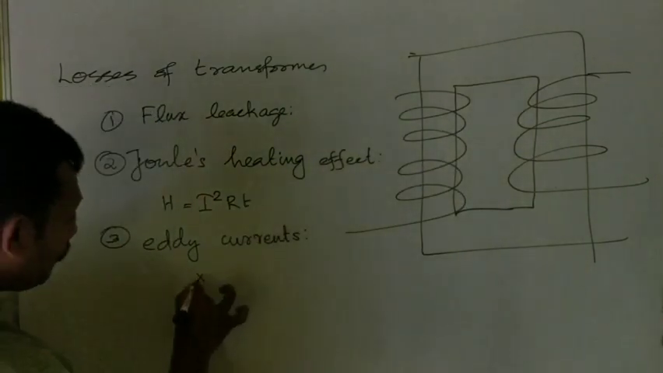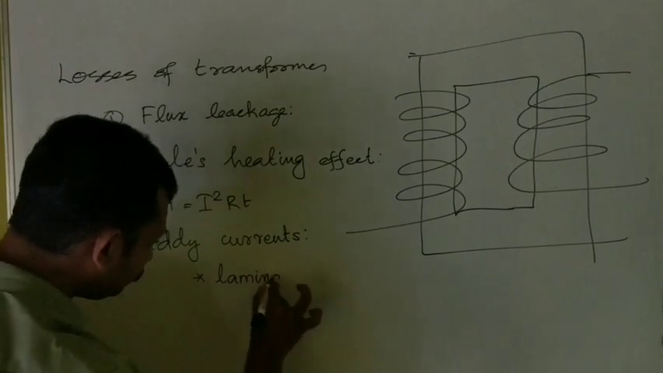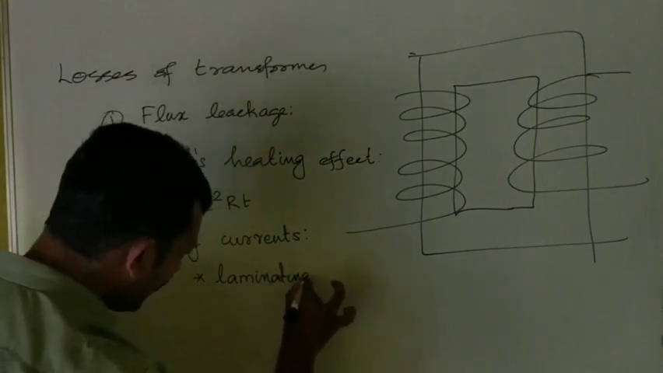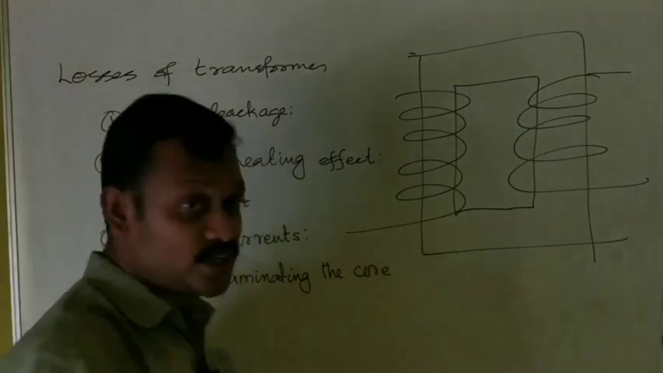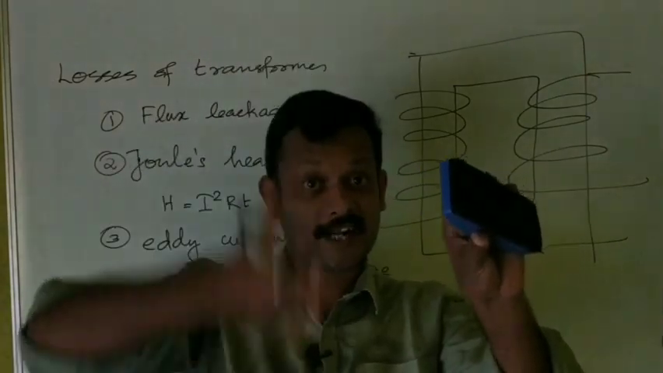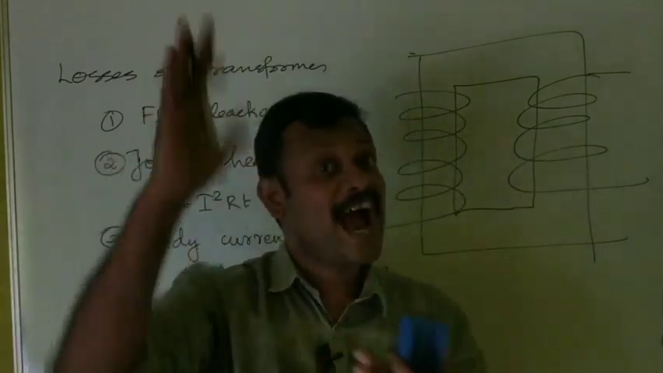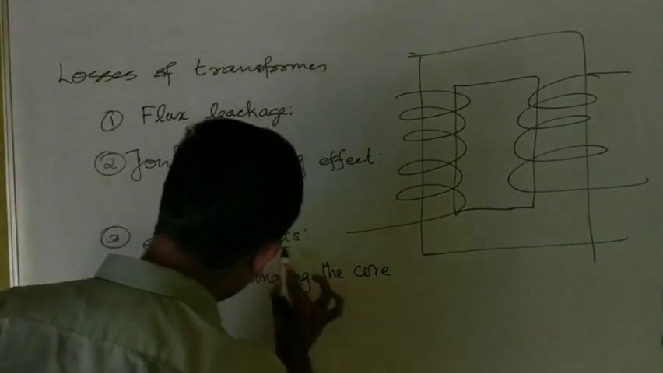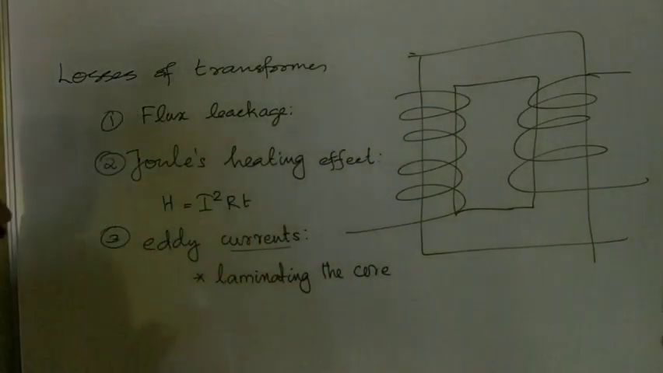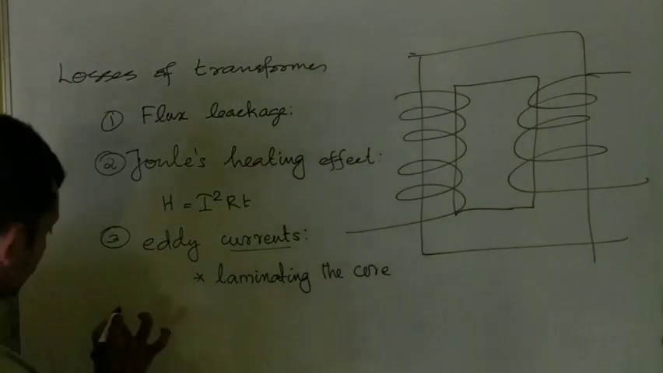This can be minimized by laminating the core, as I told you the other day. It is cut with a knife pointing in the direction of the magnetic field, and the cut pieces are again joined by an insulating adhesive. So eddy currents can be minimized by laminating the core. Okay, this is the third loss.